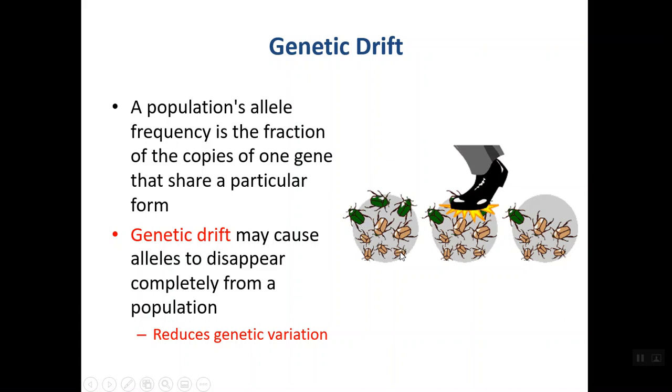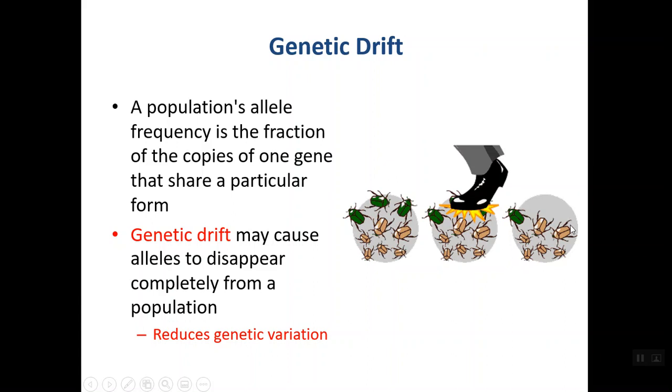Because of the size of the population and because of the randomness of the event that has happened, a person smashing insects while walking on that sidewalk, you may end up with a population after the event that has quite different allele frequencies than the initial one. And if this population reproduces over the course of generations, you could even end up with the disappearance of one of the alleles that was present initially.